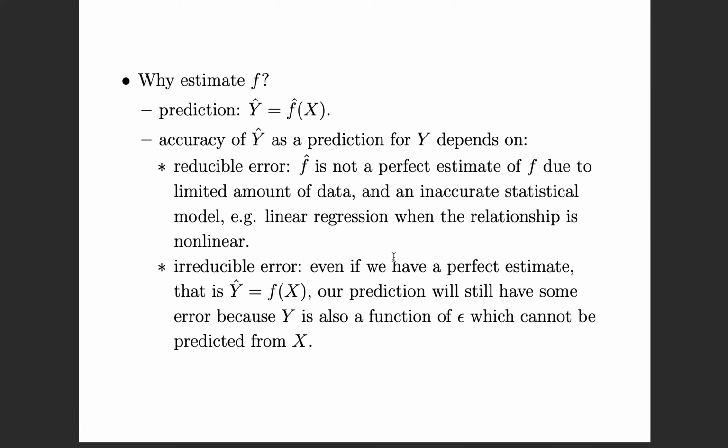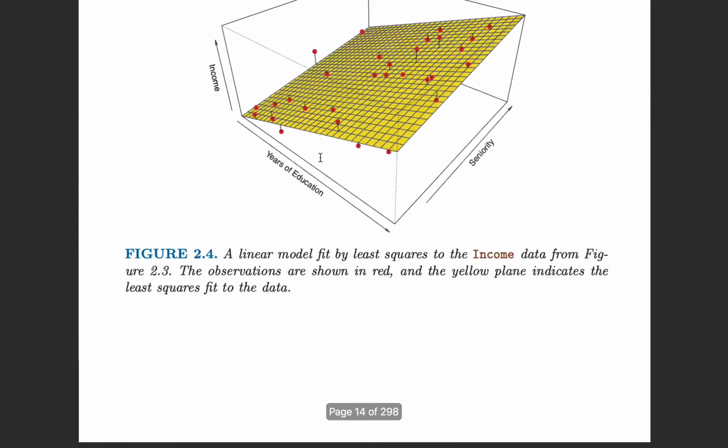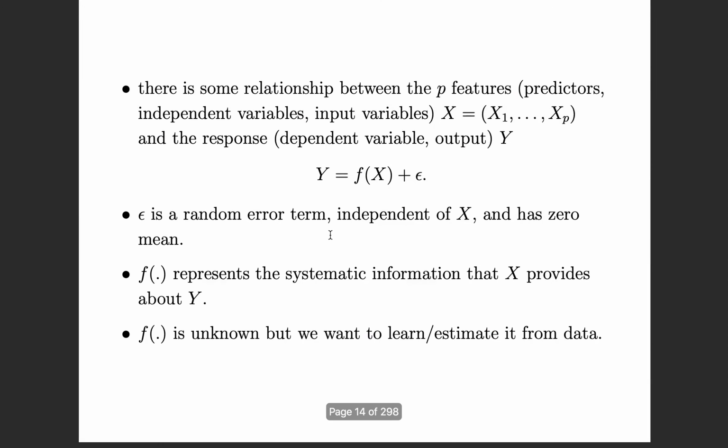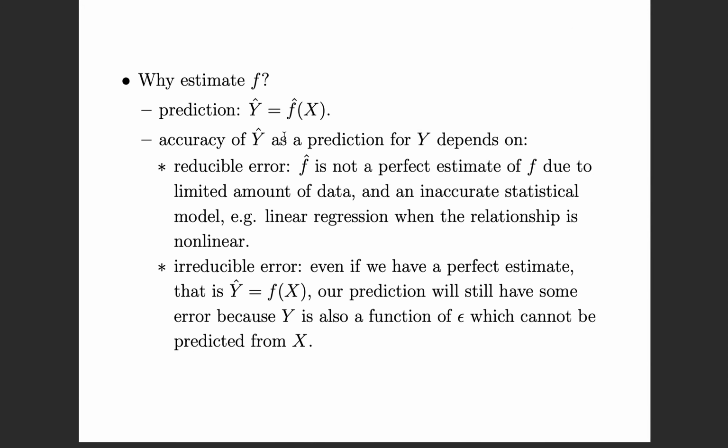Okay. So why do we like to estimate f? Well, first of all, if we know f, which we write with this hat sign to express something that we are estimating, so f hat means an estimate of f, we can use it for prediction. If tomorrow somebody comes with this seniority and years of education, whatever they are, then we can plug it into this function and get a prediction. And the accuracy depends on two things. One is the reducible error, and the other one is the irreducible error.